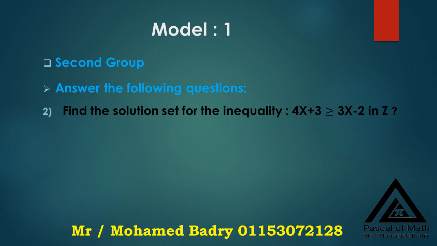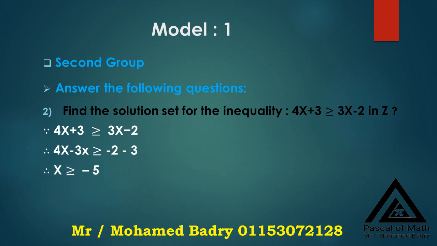Question 2. Find the solution set for the inequality 4x plus 3 greater than or equals 3x minus 2 in Z. Since 4x plus 3 greater than or equals 3x minus 2, take x with x, number with number. 3x goes to the other side with negative, 3 goes to the other side with negative. Therefore, 4x minus 3x greater than or equals negative 2 minus 3.